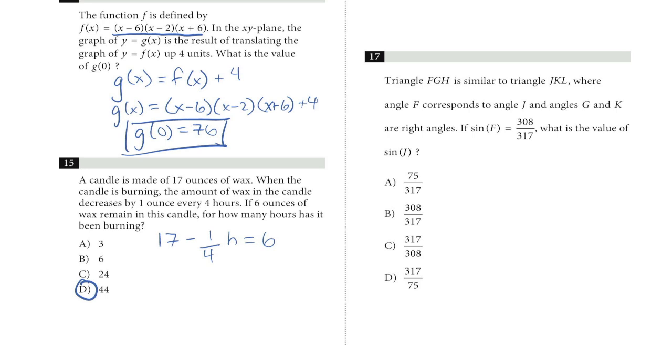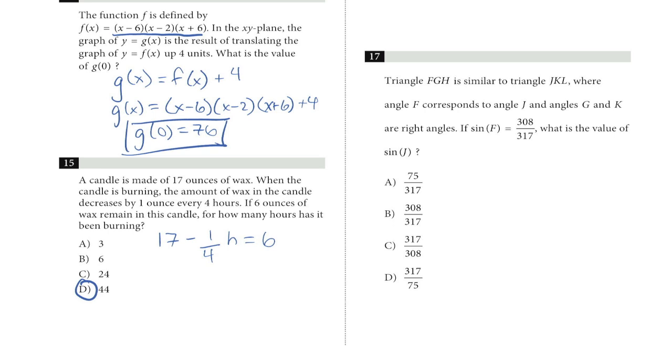All right, number 17. Triangle FGH is similar to triangle JKL, where F corresponds to angle J and angles G and K are right angles. If sine of F is equal to 308 over 317, what is the value of sine of J?